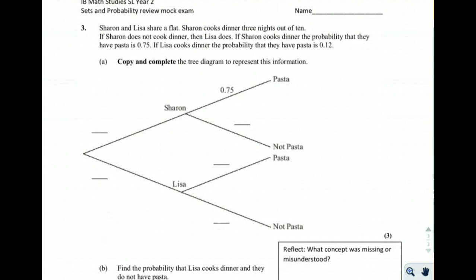Okay. All right. Number 3. Sharon and Lisa share a flat. Sharon cooks dinner 3 nights out of 10. If Sharon does not cook dinner, then Lisa does. If Sharon cooks dinner, the probability that they have pasta is 0.75. If Lisa cooks dinner, the probability they have pasta is 0.12. So, if Sharon cooks dinner, it was 3 nights out of 10, right? And so Lisa is the rest.